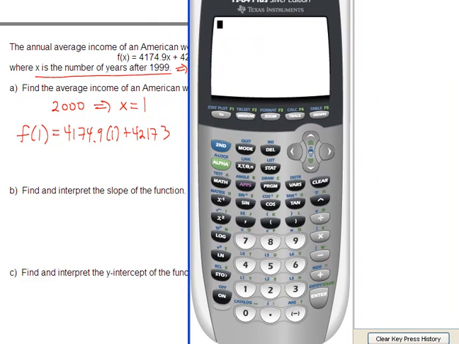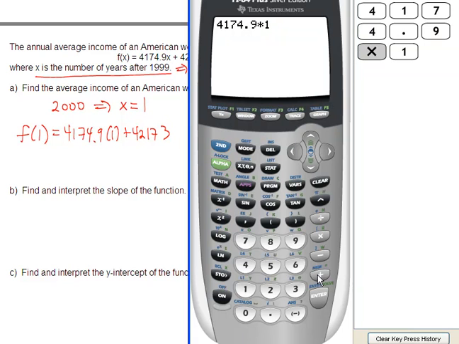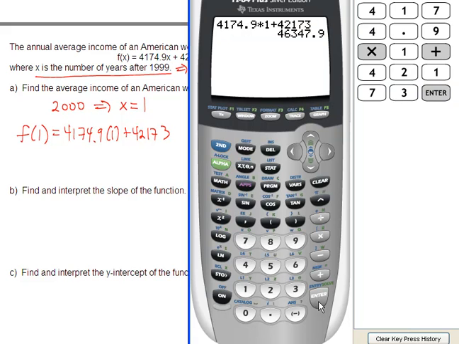We move this over a little bit. So we want 4174.9 times 1 plus 42173, and we get 46347.9.